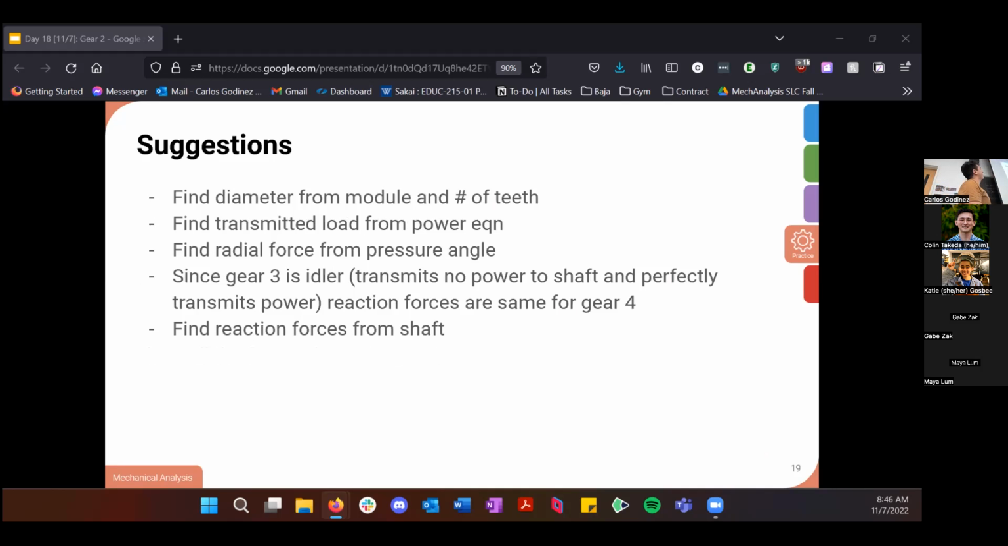So I would go from find the pitch diameter from the module and the number of teeth, calculate the transmitted load from how much power is going across, and then from the radial forces and the pressure angle, because we have a standard pressure angle of 20 degrees, you can calculate the transmitted force and radial force, and then from there you should be able to calculate the shaft forces acting upon the gear.